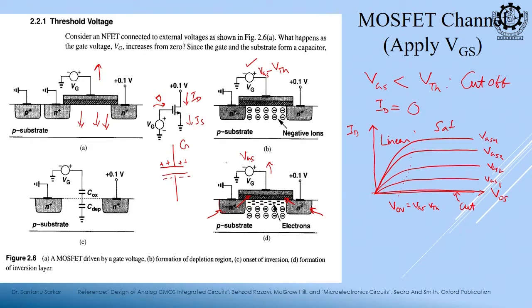So, what is happening? First holes are repelled, and a depletion layer is formed. This depletion layer also behaves like a capacitance, and then if you go further in VGS, the electron channel is formed. This is called the inversion layer.